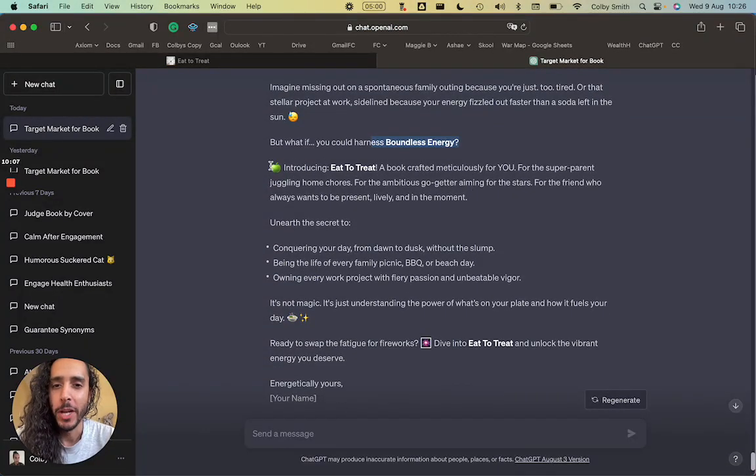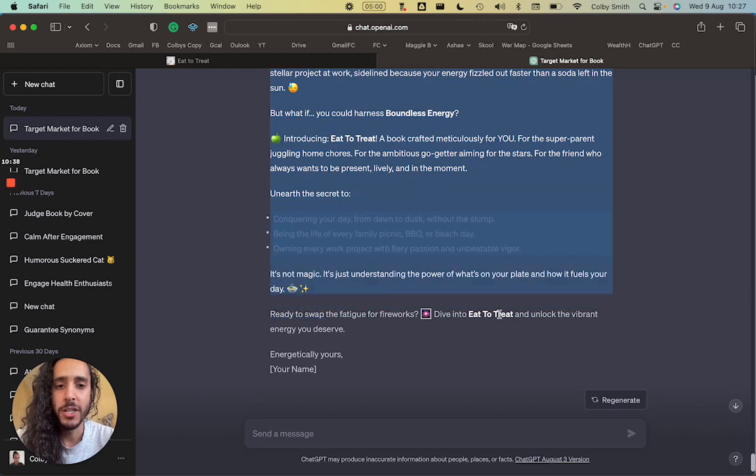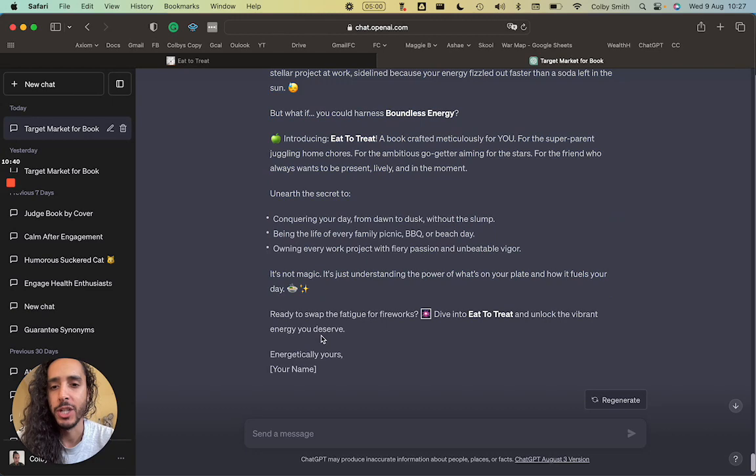Introducing Eat to Treat, a book crafted meticulously for you, for the super parent juggling home chores, for the ambitious go-getter aiming for the stars, for the friend who always wants to be present, lively, and in the moment. Unearth the secret to conquering your day from dusk to dawn without the slump, being the life of every family picnic, barbecue, or beach day, owning every work project with fiery passion and unbeatable vigor. It's not magic, it's understanding the power of what's on your plate and how it fuels your day. Ready to swap the fatigue for fireworks? Dive into Eat to Treat and unlock the vibrant energy you deserve.